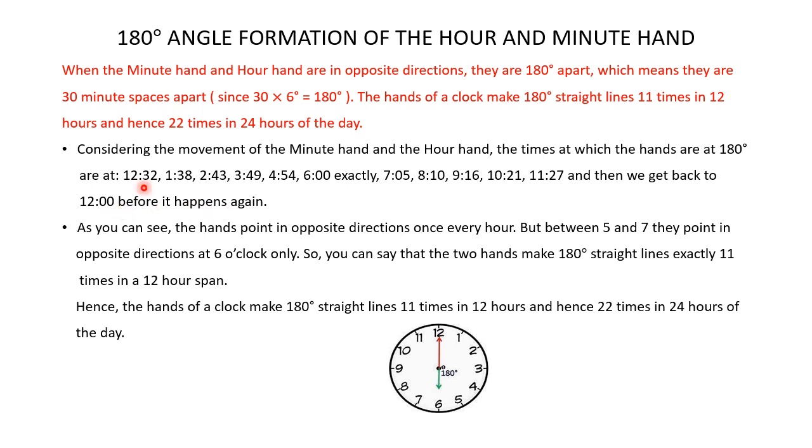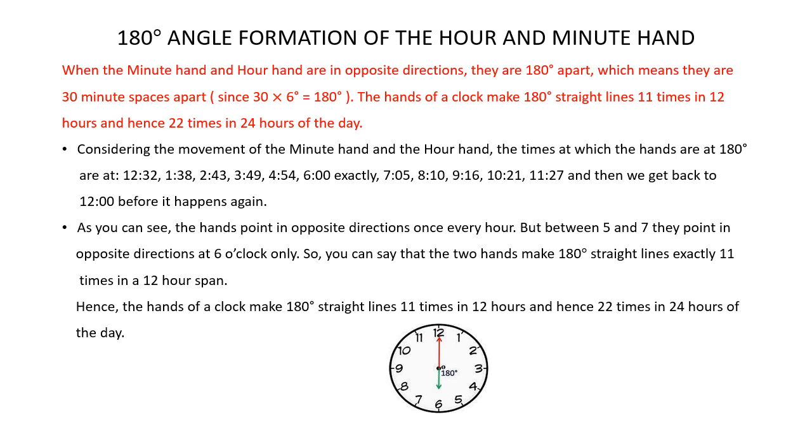As you can see here, the hands point in opposite directions once every hour. That is, between 12 and 1, the hands are in opposite directions at 12:32. Between 1 and 2, the hands are in opposite directions at 1:38. Between 2 and 3, the hands are in opposite directions at 2:43 and so on. So clearly the hands point in opposite directions once every hour. This means in a 12-hour span, the hands should point in opposite directions 12 times.